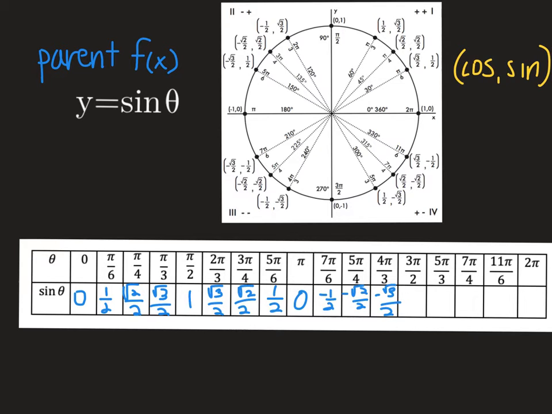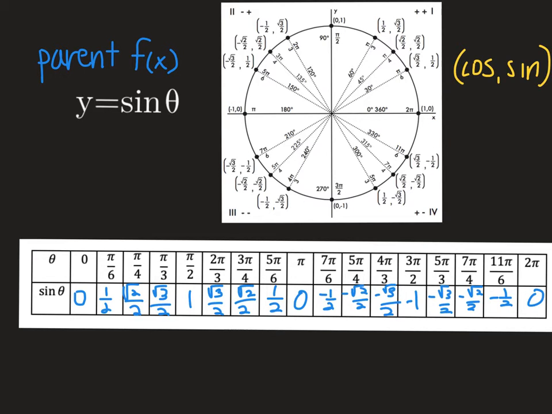3 pi over 2, we get negative 1. 5 pi over 3, we get negative root 3 over 2. 7 pi over 4, we get negative root 2 over 2. 11 pi over 6, we get negative 1/2. And 2 pi, we get 0. And then if I were to keep going around the unit circle again, notice my values start over. So it was 0, positive 1/2, root 3 over 2. It would just keep going around the unit circle.